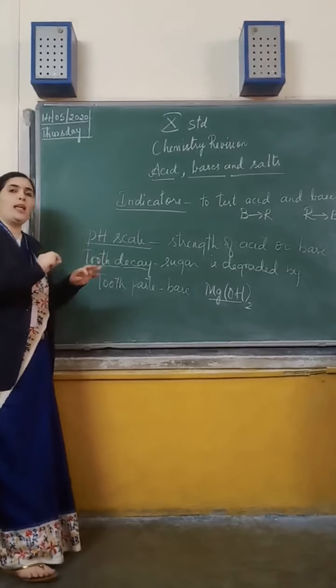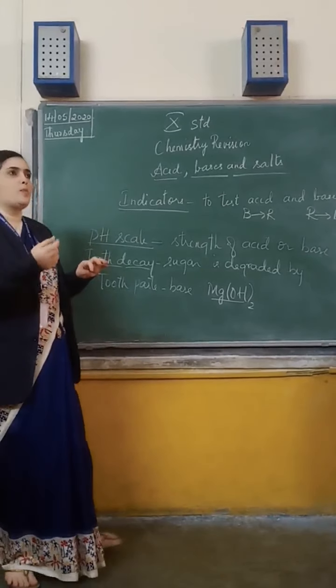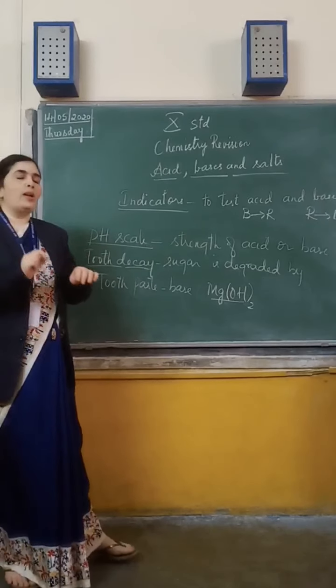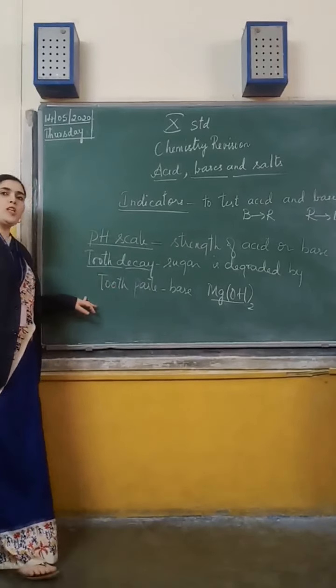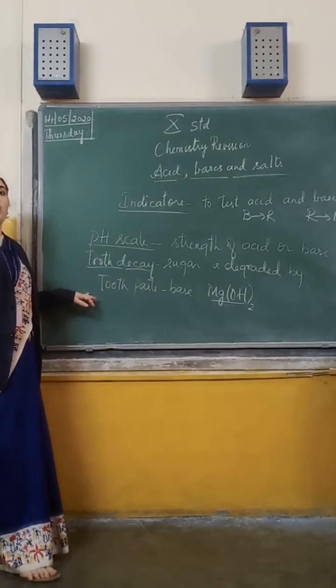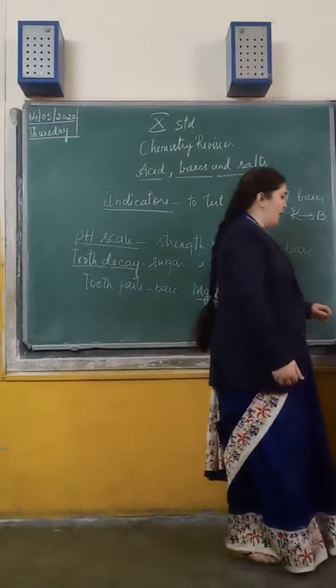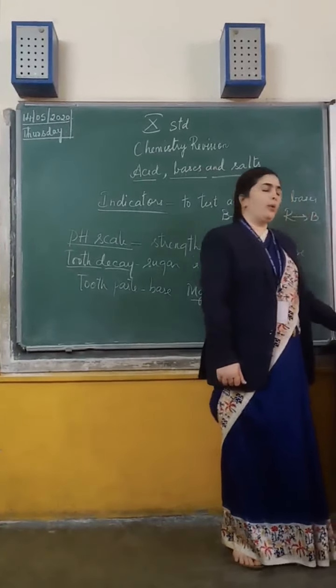So to neutralize that acid, what will you do? You will take some soap. Wet the soap and rub it on that part. In soap, what is present? Sodium hydroxide, a base, is present. That base will neutralize the sting of the animal and your inflammation will be reduced.